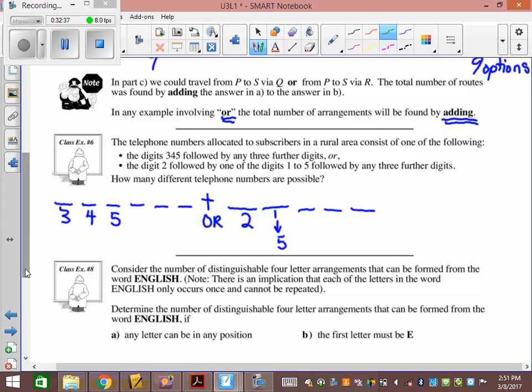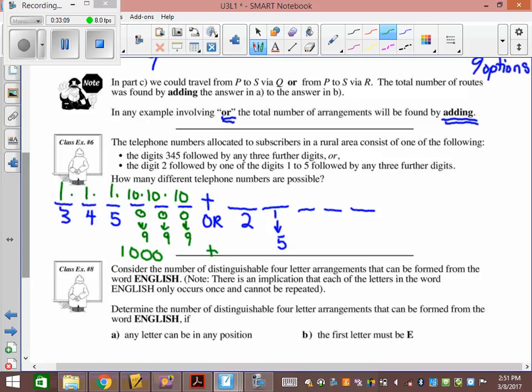So, we deal with our restrictions first. This has to be a 3. How many options? 1. So I put the number of options above. This has to be a 4. How many options? This has to be a 5. How many options? What about these last ones? What can they be? 10, because they can be options 0 to 9, because we're allowed to repeat. And then I need all of these to make the number, so that's 1,000 options.